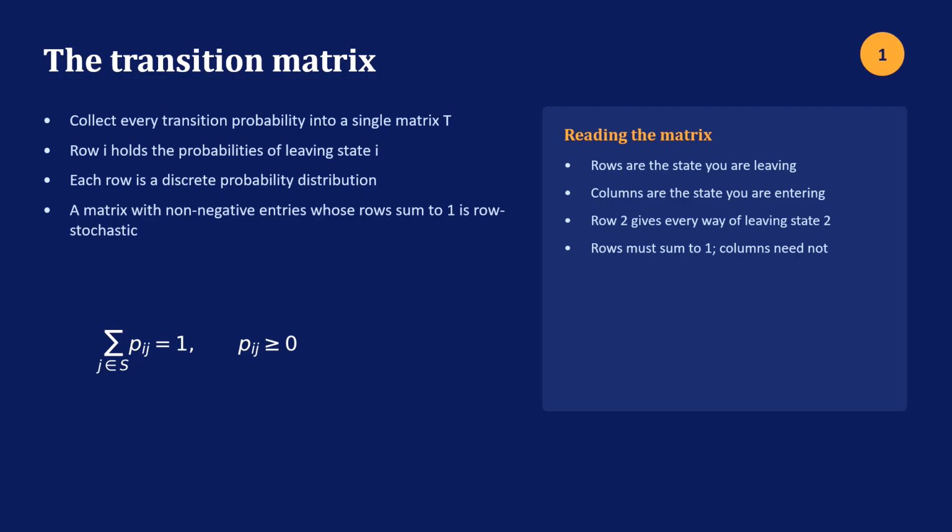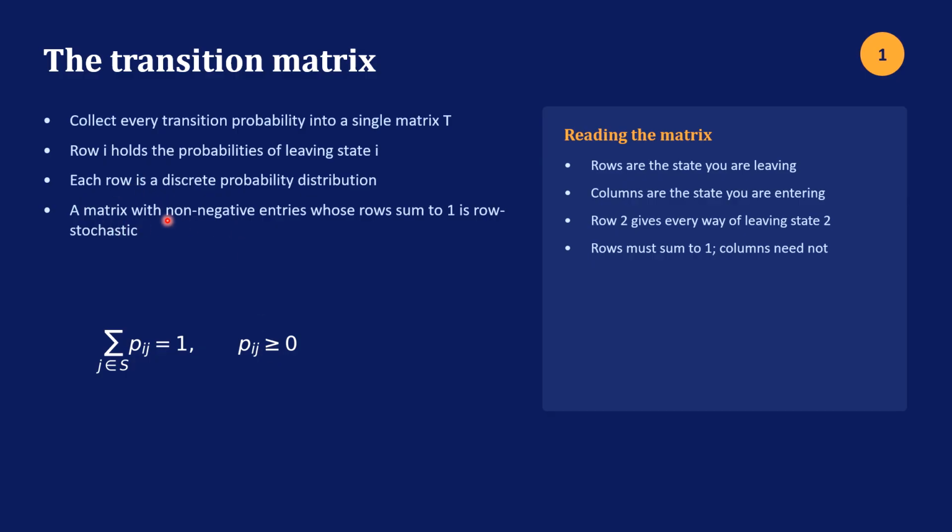So let's talk about the transition matrix. In this matrix, which we call T, we collect every transition probability. Row i holds the probabilities of leaving state i. Each row is a discrete probability distribution, so they have to sum up to 1. Pij is the ith row, jth column, and we're summing over the columns for a given row, so this is basically the row sum for row i. And each probability is greater than or equal to 0.